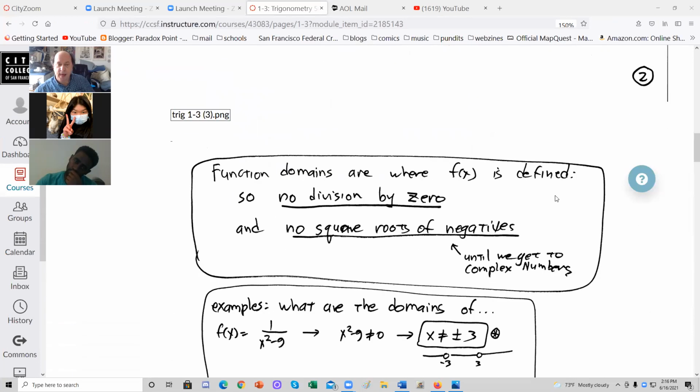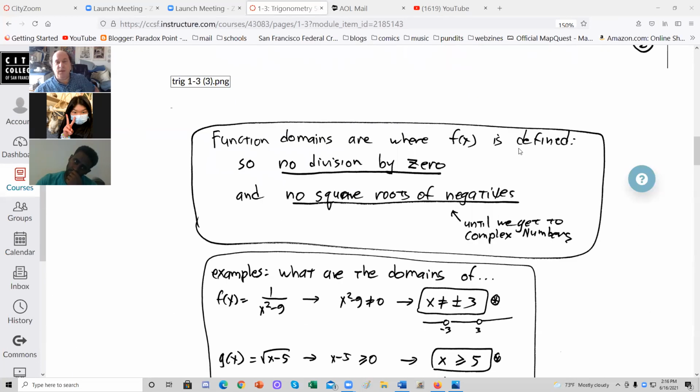Now, a function's domain is where f of x is defined. In general, this will consist of no division by 0 and no square roots of negatives. Later, we'll get to what are called complex numbers, but not yet. So in a certain sense, the domain is relative to the kinds of numbers you're willing to admit.